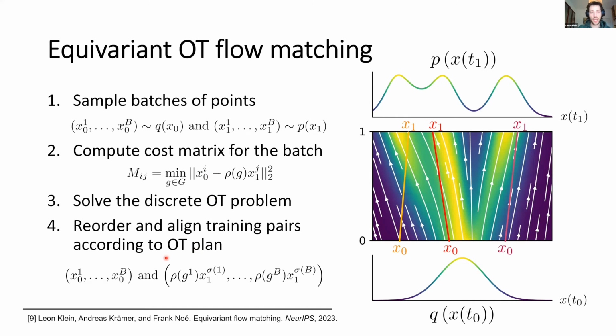We can do this because these samples come from a distribution which is invariant under these group actions, so their probability doesn't change. And then we can do the same training as before, but we'll respect the symmetries of the systems and therefore get a much closer approximation to the optimal transport map.